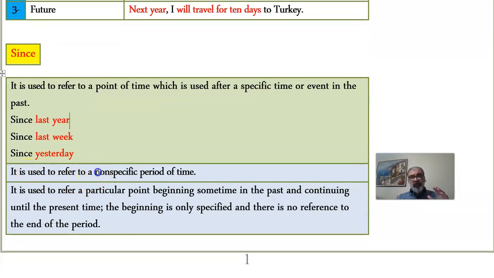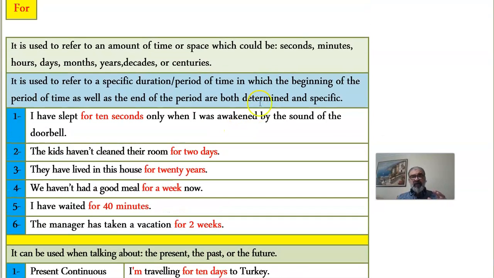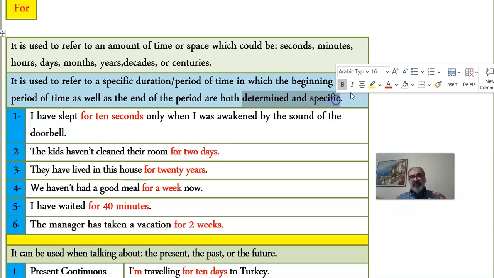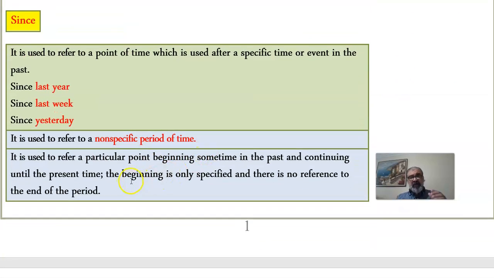It is used to refer to a non-specific period of time, compared to this one, a determined, specific period of time. Okay? It is used to refer to a particular point beginning sometime in the past, like I told you here, continuing until the present time. The beginning is only specified. When I say last year, it shows when something started, but do I say when it ended?